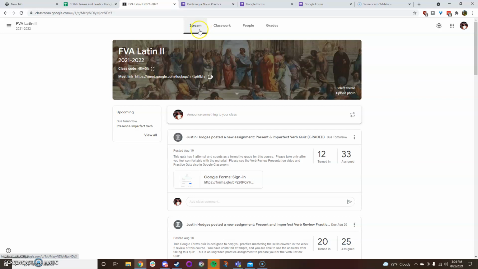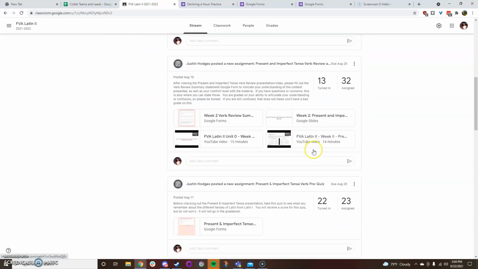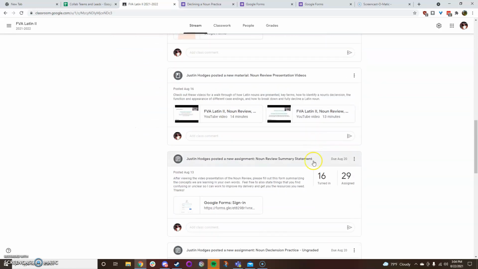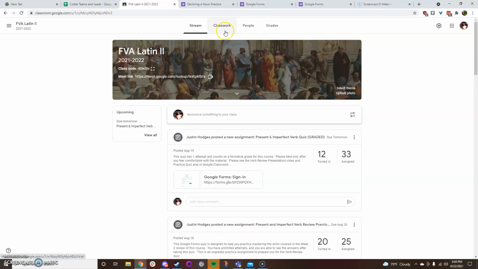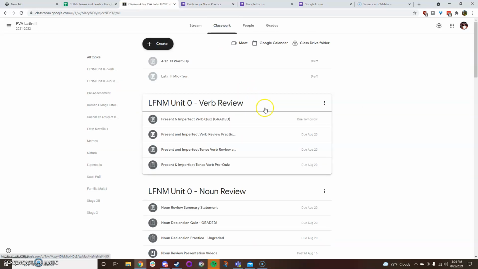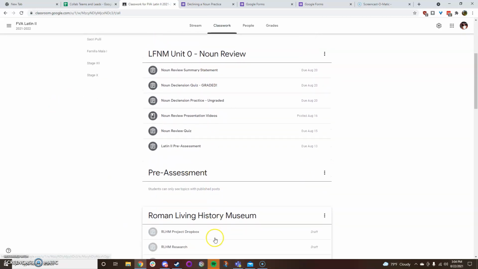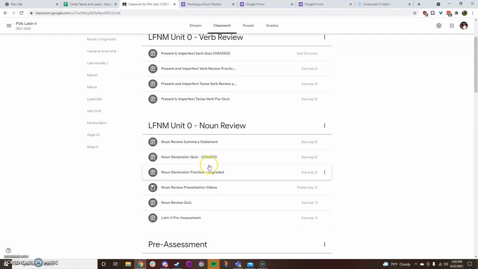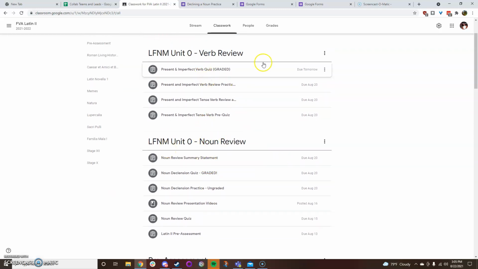When you come in, by default you're in the stream, which is just a stream of assignments ordered by due date, which makes things a little messy when the due date is generally the same. One way to remedy this is to go to classwork, up here at the top. Click that and ignore the grayed out things. These are other things that are not active. But you should see just noun review and verb review, and I'm going to try and break everything up that way, and that should be helpful for you guys. You're going to start at the bottom and work your way up on each one. So hopefully that helps out.